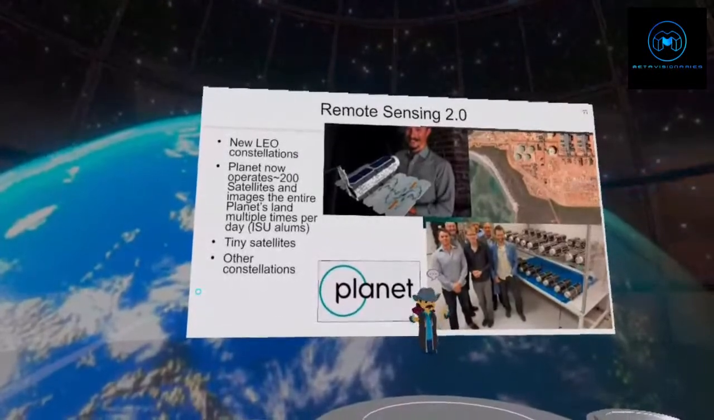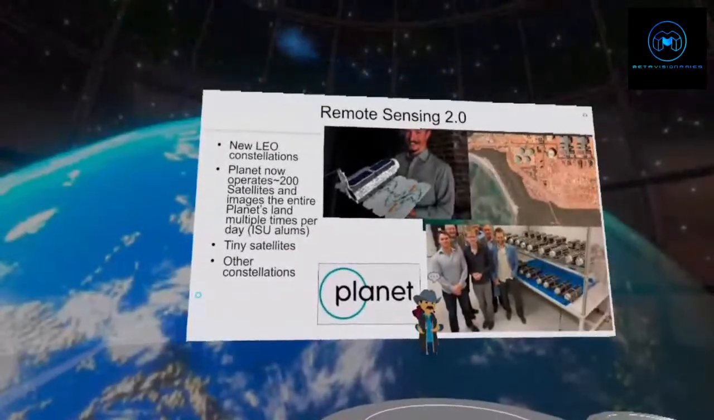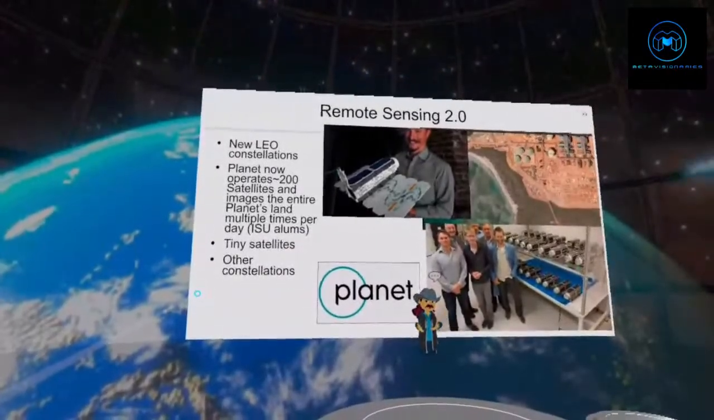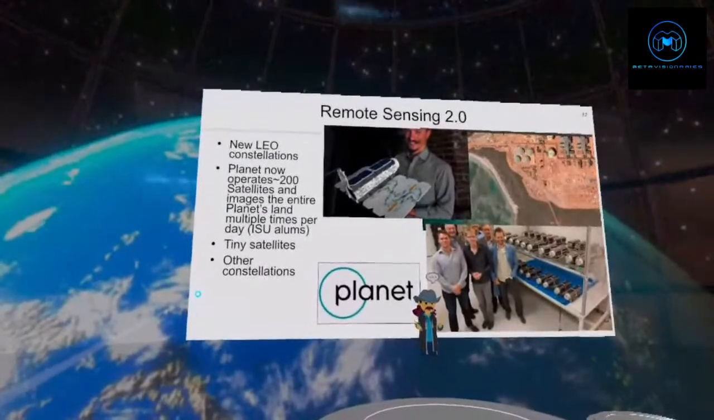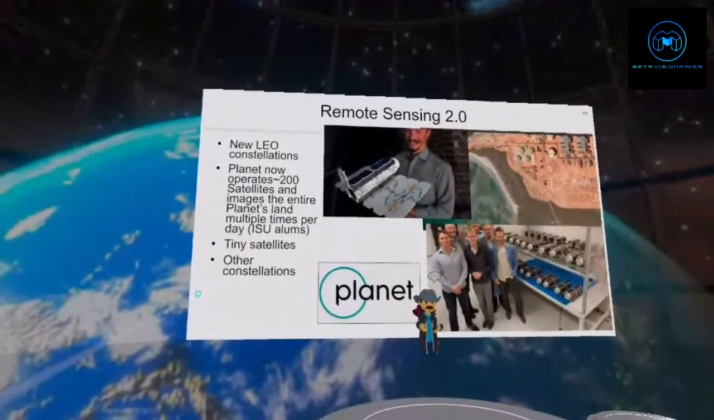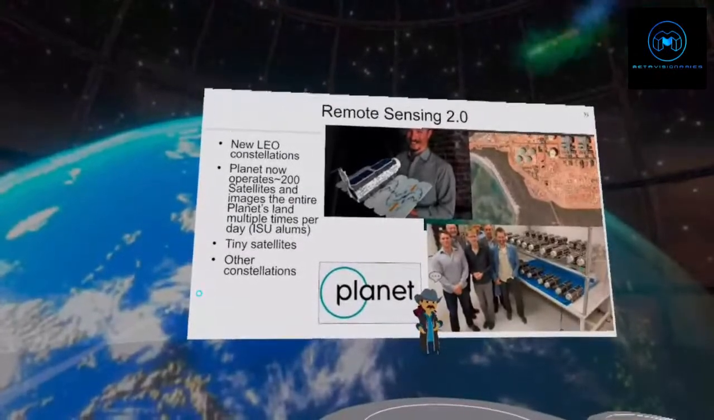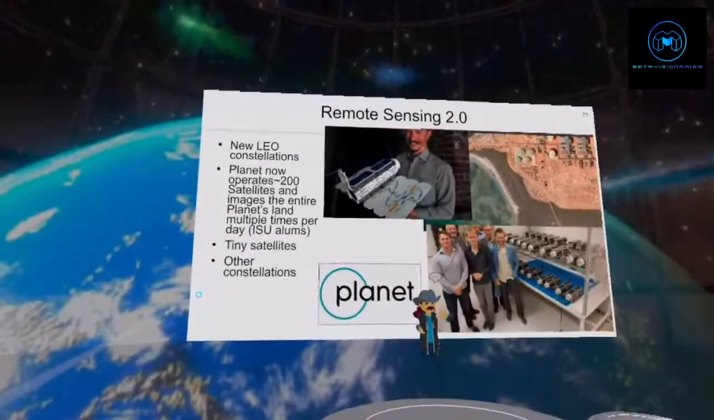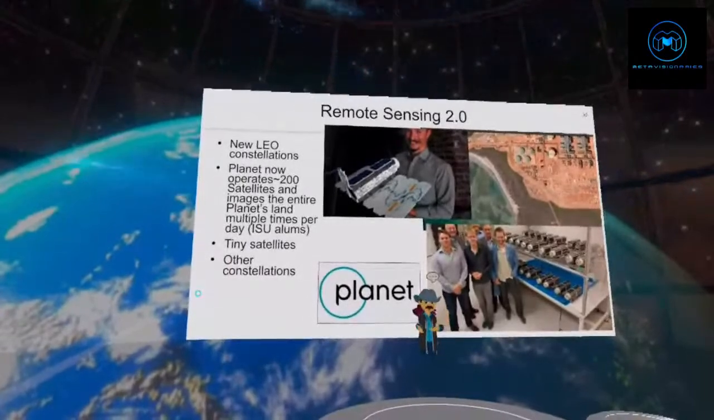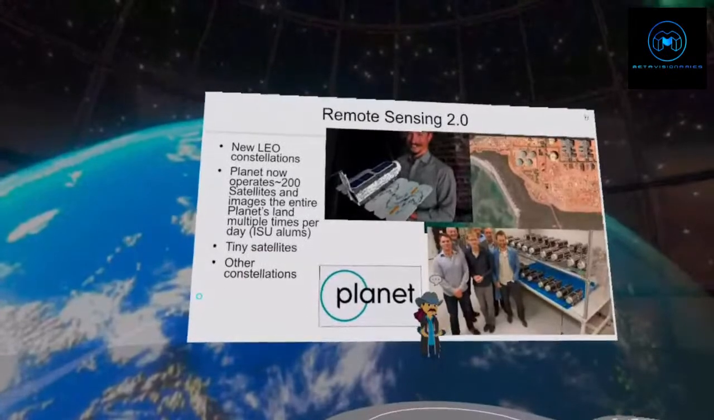You all are living in a fascinating time to be involved in space, because we have a new generation of tiny, small, inexpensive, but very capable satellites. This is Planet, a startup company, a bunch of young kids out of California who started this, call it remote sensing 2.0. That's it. That's the satellite.